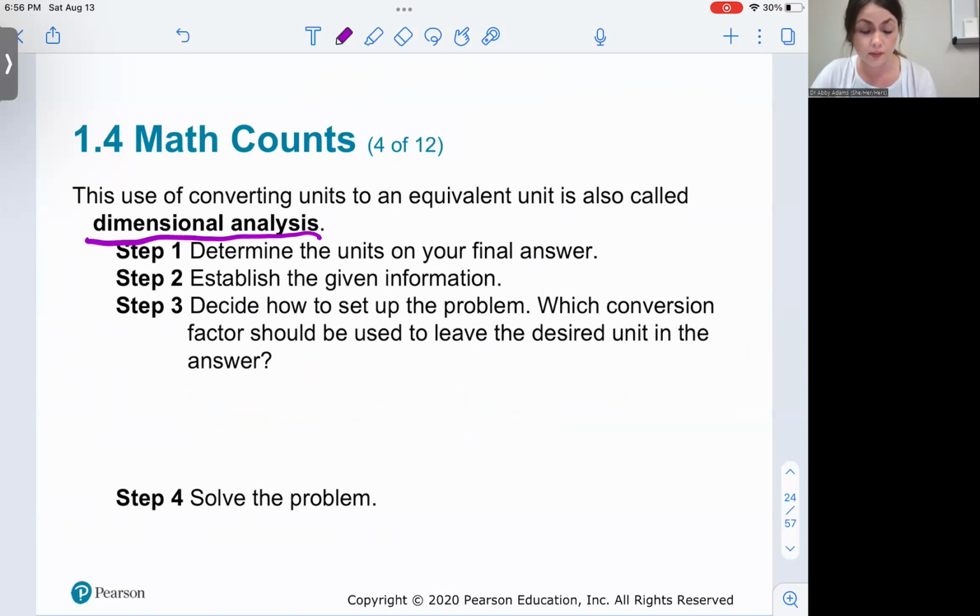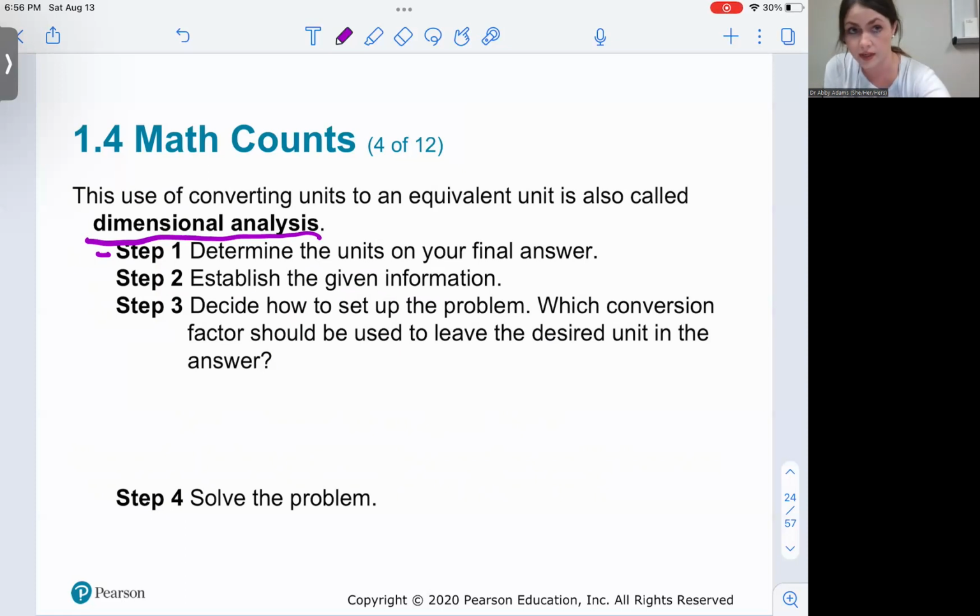This is important. People are going to talk to you about this in the future. Know what dimensional analysis is. Impress your friends. And when we're solving the problems that we're going to solve in just a minute, and some of them we'll solve in class, you can use these 3 steps that are written right here. So first, determine the units on your final answer.